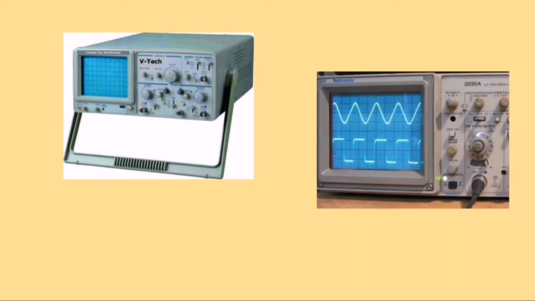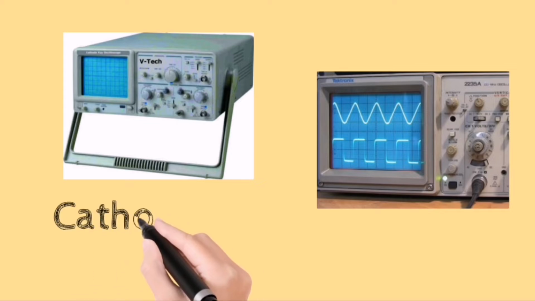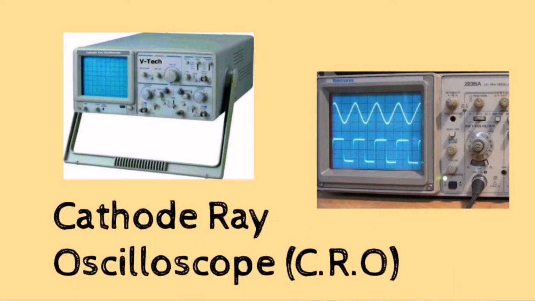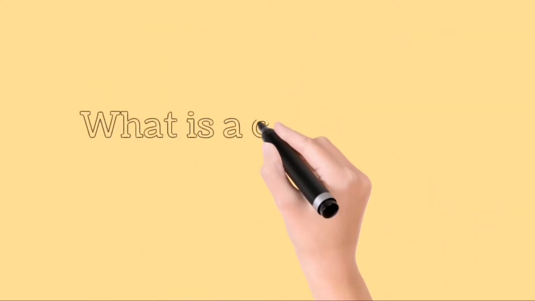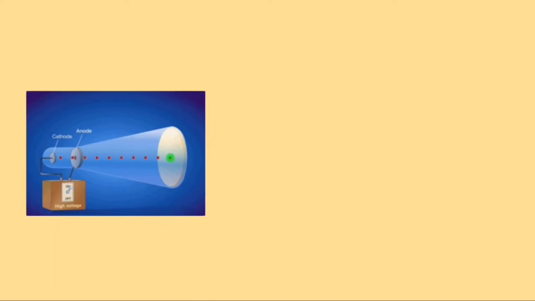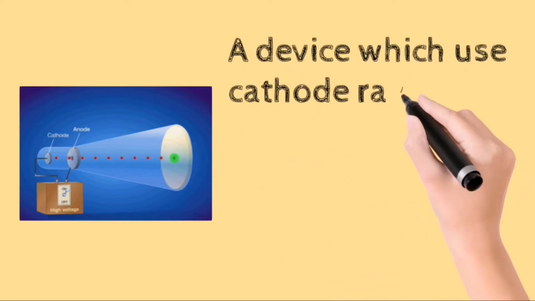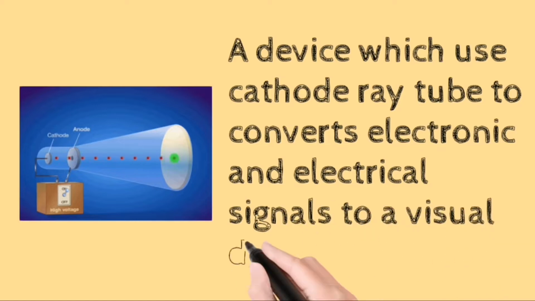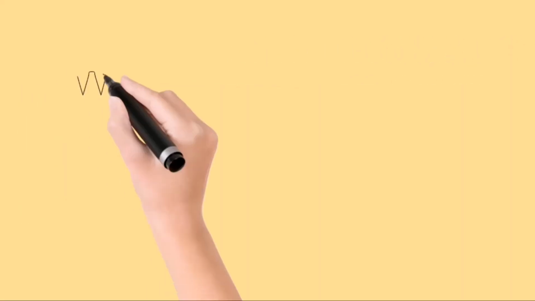Have you ever seen them? Do you know the name of this device? Yes, this is what we call a cathode ray oscilloscope, also known as C.R.O. Cathode ray oscilloscope? What is it, teacher? Okay, I'll tell you what a cathode ray oscilloscope is. It is a device which uses a cathode ray tube to convert electronic and electrical signals into a visual display.